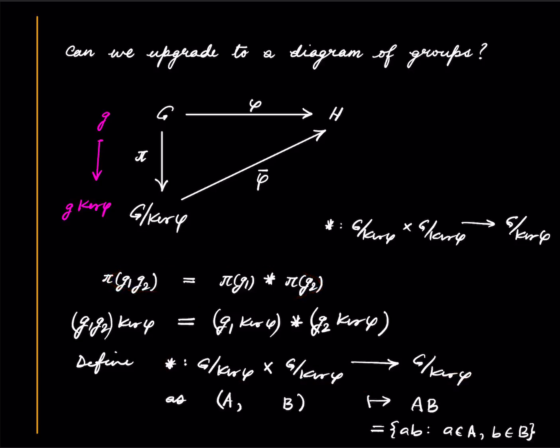So now let us just verify that this indeed endows G mod kernel phi with a group structure. So that's the final thing. So we claim that this equipped with star is a group. So what do we need to check? First of all, associativity.